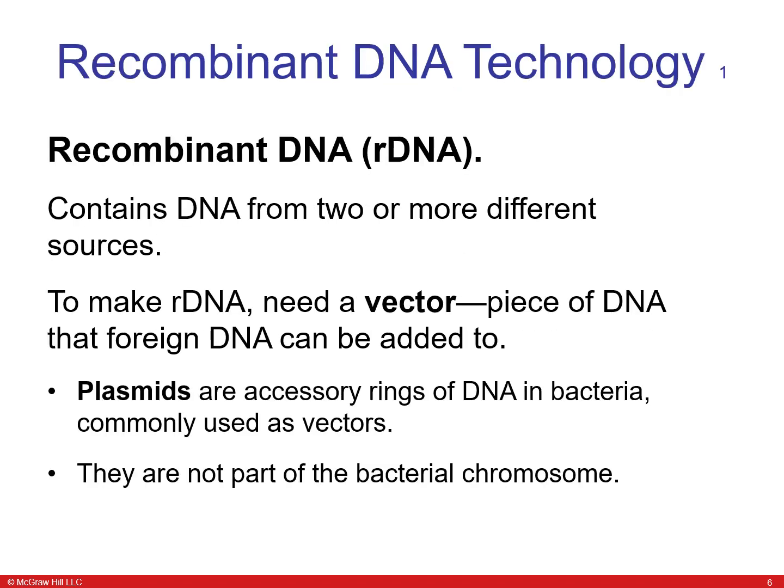So recombinant DNA or rDNA contains DNA from two or more different sources. To make rDNA, we need a vector, a piece of DNA that foreign DNA can be added to. Plasmids are accessory rings of DNA in bacteria commonly used as vectors, and they are not part of the bacterial chromosome.